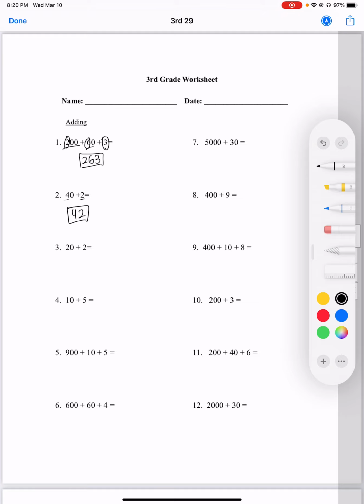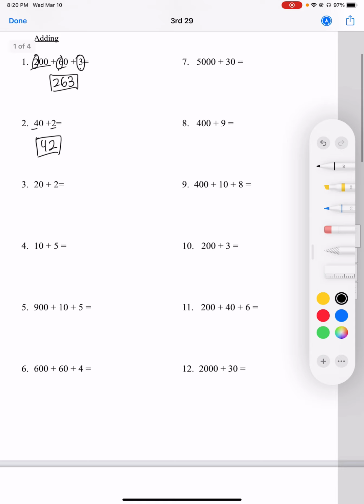It's the same for all of them. We can try number 11. 240 and 6. The 2 is in the hundreds, 4 is in the tens, and the 6 is in the ones, so the answer should be 246.